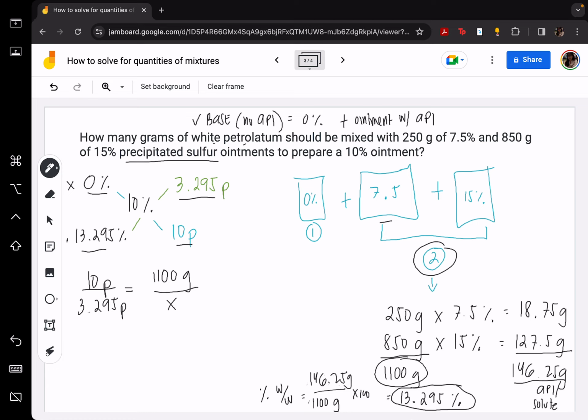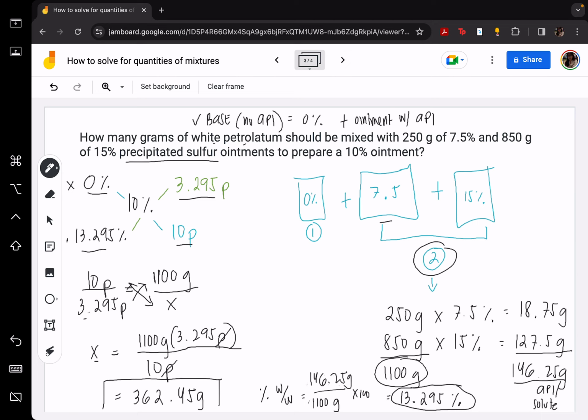So again, isolating your x, this goes up, this goes down. X equals your 10, p goes down. Since your x is already here, you simply have to retain your 1,100 grams. And then since your x is on this side, you have to switch this up, move it up. 3.295 parts. So now you isolate your x on the left. Okay, so you can now do cancellation. 1,100 times 3.295 divided by 10 gives you 362.45 grams. So that's the final answer for step or method 2.